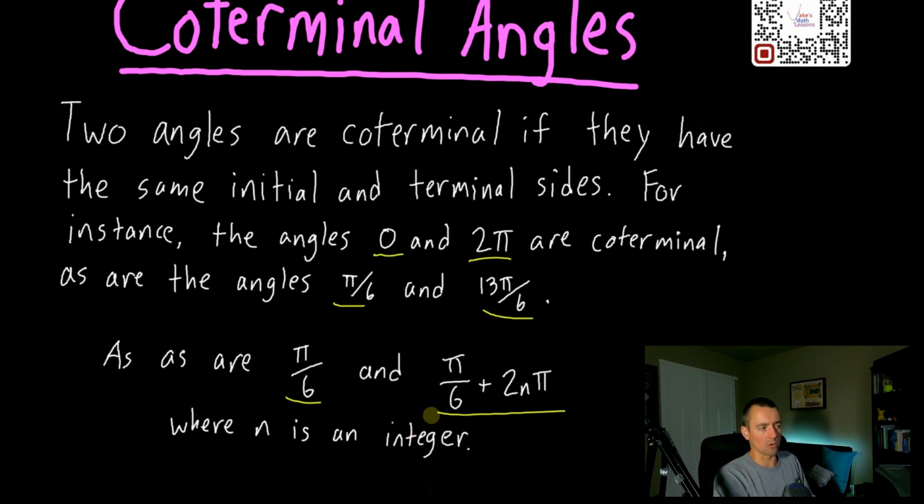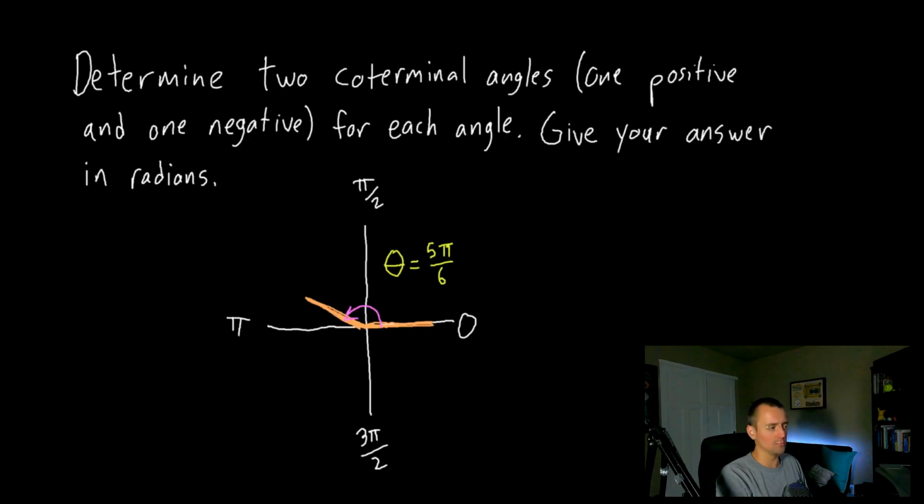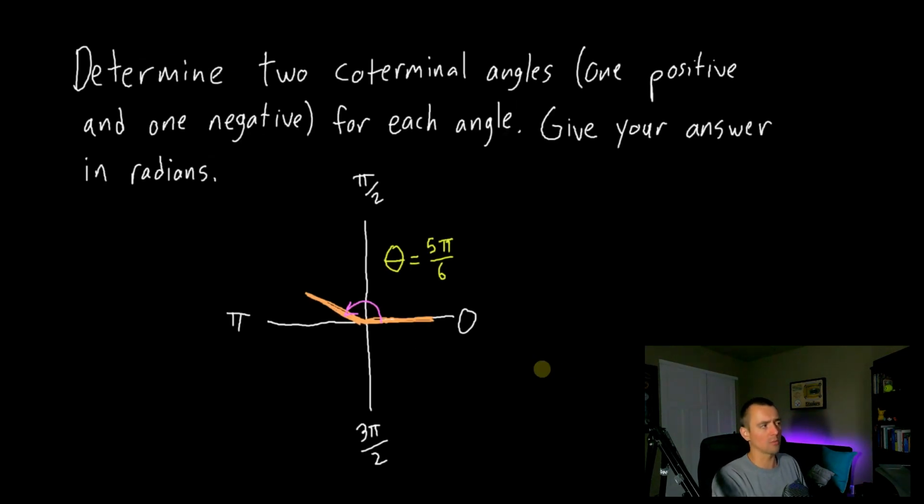So in other words, for example, we want to determine two coterminal angles, one positive and one negative, for this given angle. We want to give our answer in radians. So we have this angle here, 5 pi over 6. If we want to find coterminal angles, you can basically think of a circle. A full circle has 2 pi radians. So 2 pi is essentially one lap around a circle. One full lap is 2 pi. One full rotation is 2 pi.